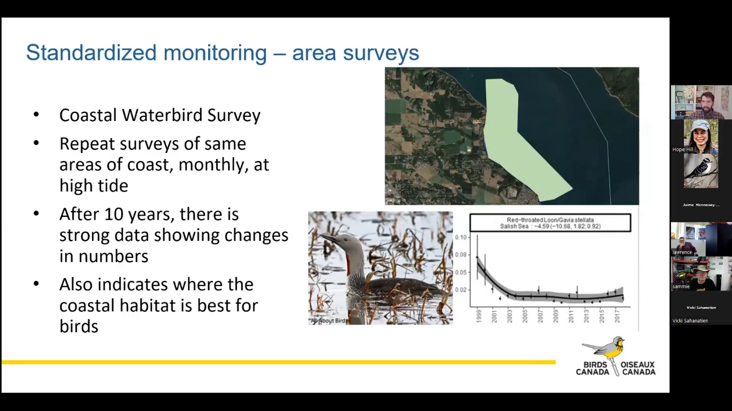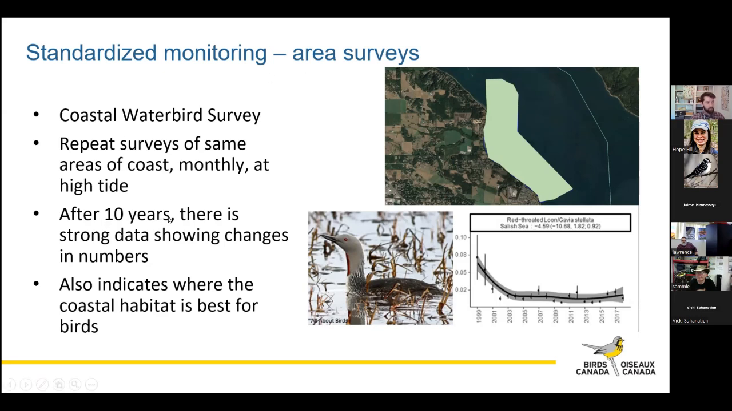Another survey type is area-based surveys. And so one example is this coastal waterbird survey that's done in British Columbia, where certain sections of the coast are kind of mapped out like this, and a surveyor goes out once a month through the winter when there's huge concentrations of birds on the coast and scans this section of coast and tries to see and count all the species that they're able to in that section of coast. And so they're doing this at high tide, again, as I mentioned, so that birds are pushed closer to the coast. They're repeating it monthly.